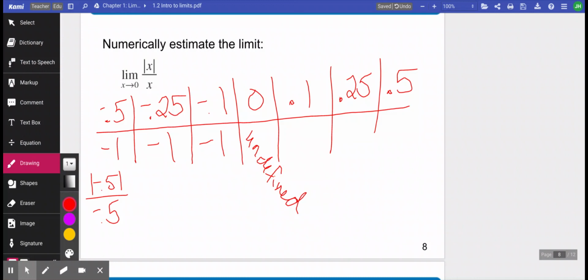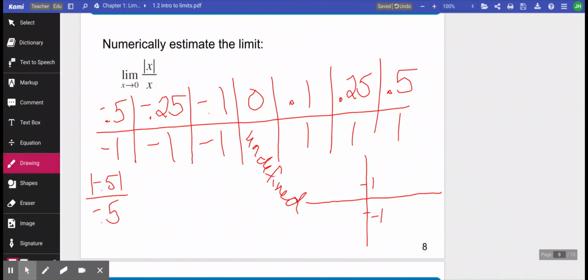When I put a positive 0.1 in, it's going to be similar, but the top and bottom are both going to be positive. So I'm going to have +1, +1, and +1. So this is an interesting graph that I will tell you, AP, they just love this particular function for some reason. Coming from the left, everything is going to end up to be a -1. So we have an open circle right here. Coming from the right, it's going to be at a +1.